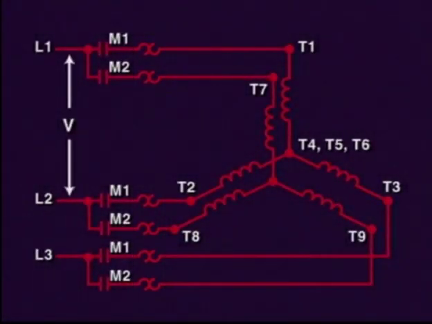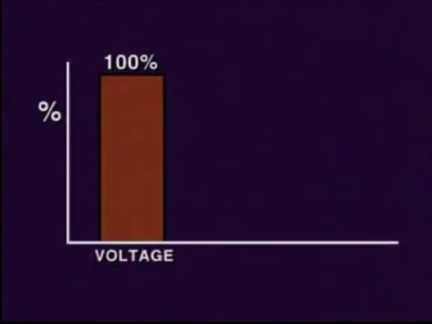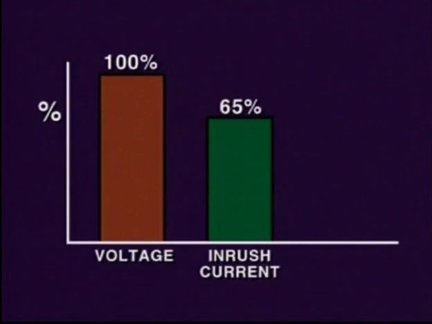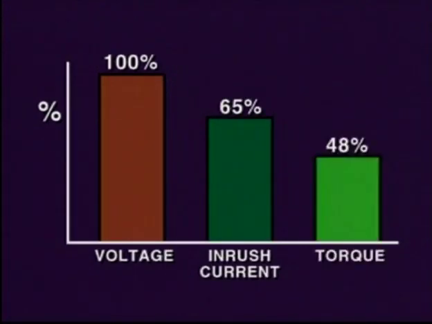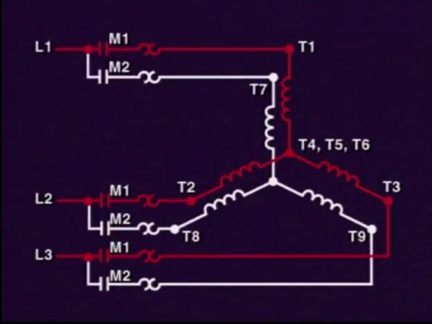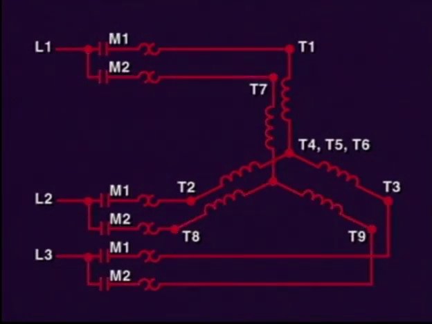As you can see, the voltage is not reduced in this starting method. However, the inrush current is reduced to about 65% to 48%. The reason being that when only one set of windings is connected, less current is drawn because the resistance of the single winding is larger than the resistance of both windings when they are in parallel. Therefore, this starting method is also grouped as a reduced voltage start.